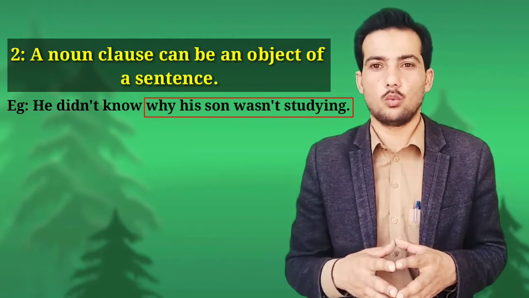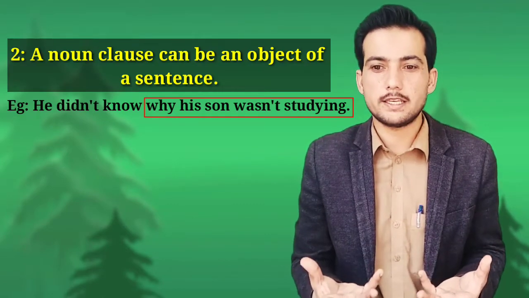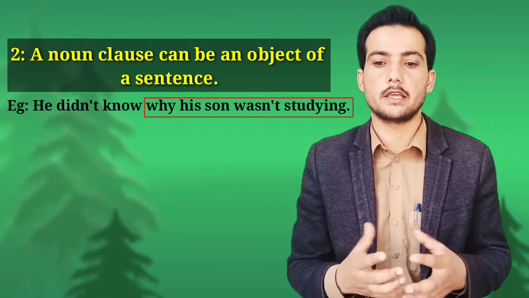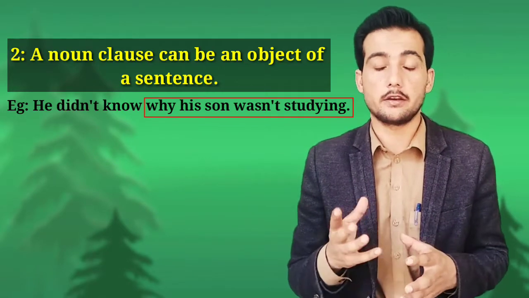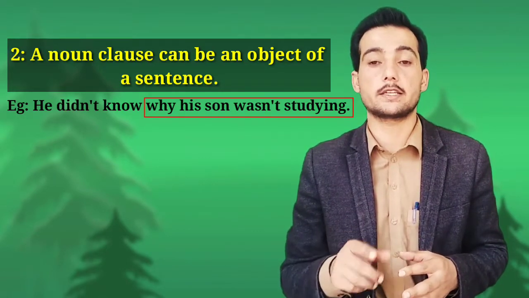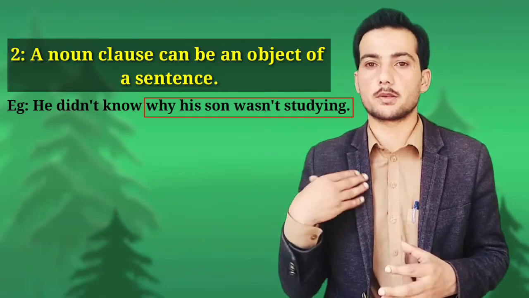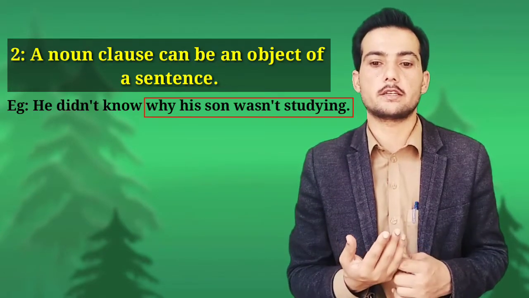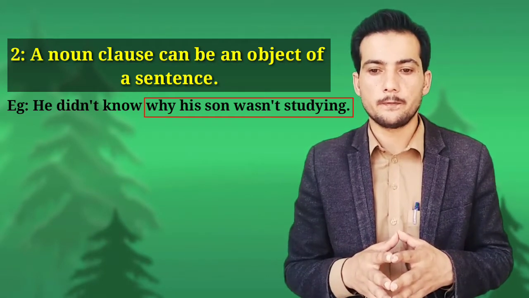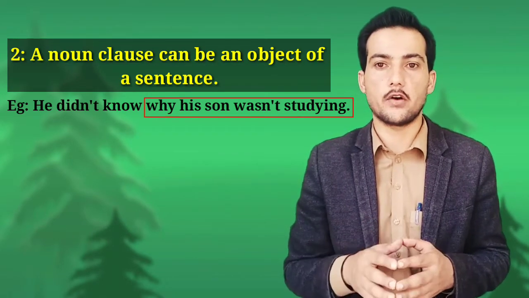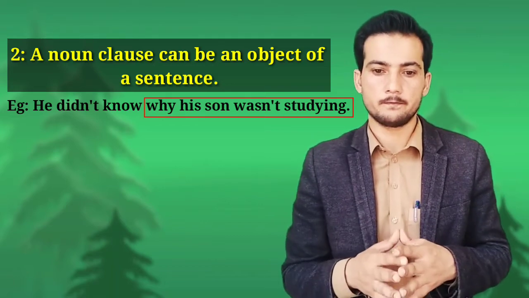He did not know. What did he not know? Here it requires an object, and the object is a noun clause, why his son was not studying. It is a group of words, and it consists of a subject that is his son, and also a verb that is studying. So that is why it is a noun clause, and here it functions like the object of a sentence.